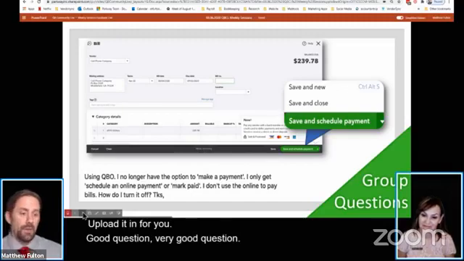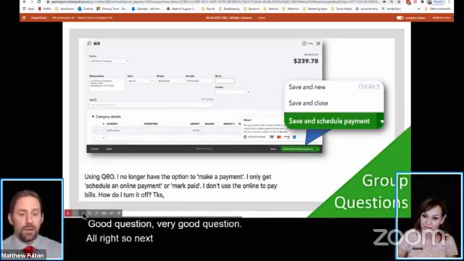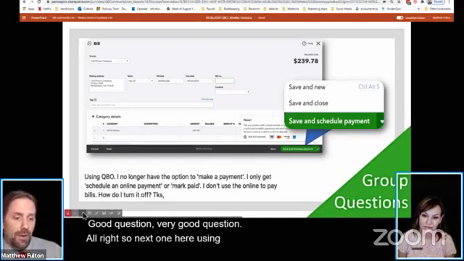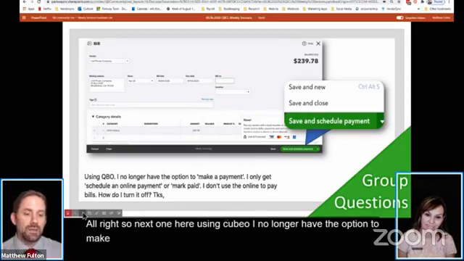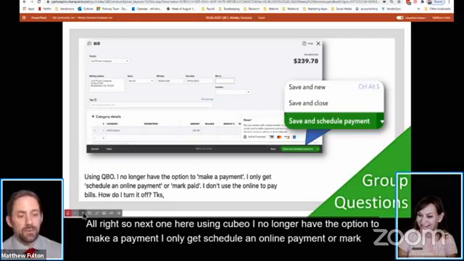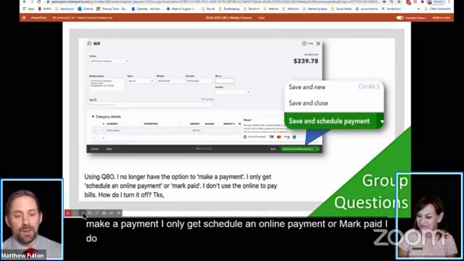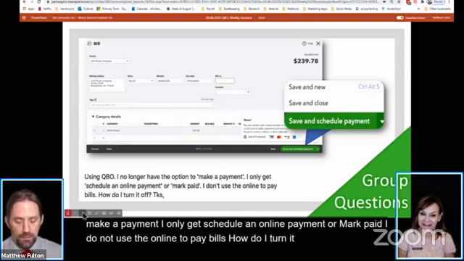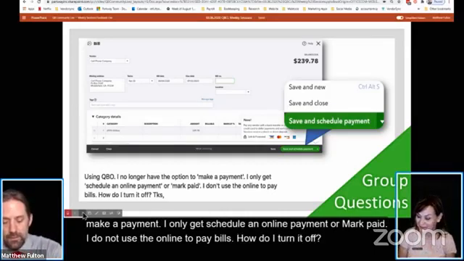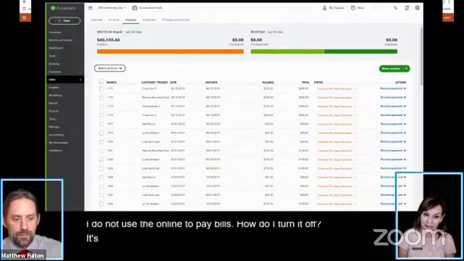All right, so next one here: using QBO, I no longer have the option to make a payment. I only get schedule an online payment or mark paid. I do not use the online to pay bills. How do I turn it off? I had the same thing when I saw that. I'm like, but I don't want to use the bill pay yet. Yeah, it's there, you just have to go to the drop down.